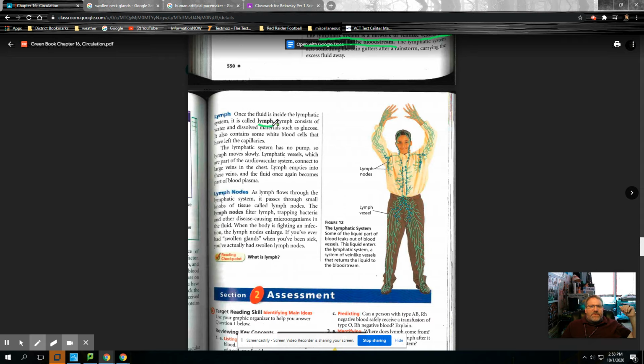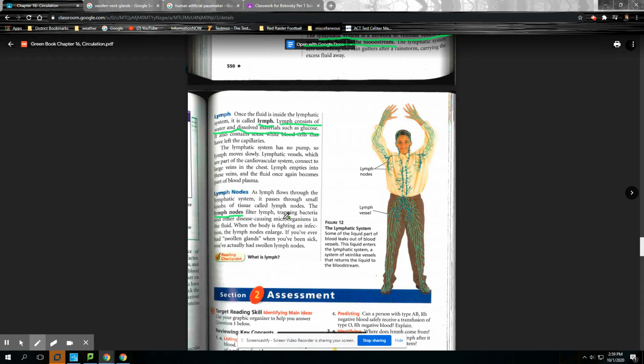All right. Lymph is defined right here. Lymph consists of water and dissolved materials such as glucose. So lymph flows through these passageways that you see here, and if they capture stuff, then they'll trap it and they'll carry it in these vein-like passageways to areas that are called lymph nodes. And lymph nodes on your sheet is number 3. So let's go ahead and do lymph nodes.